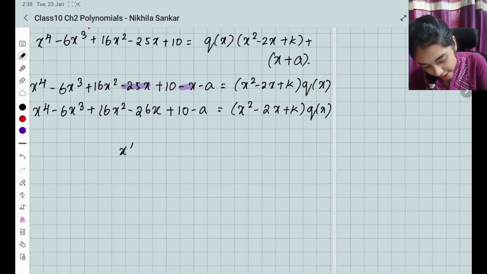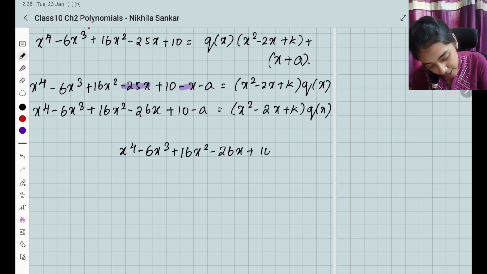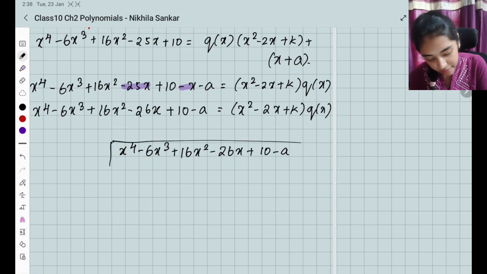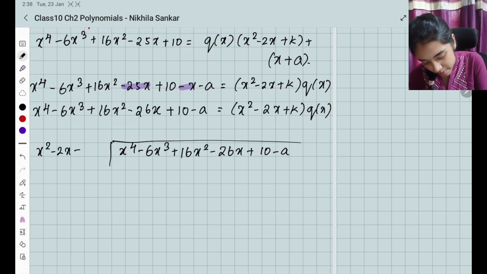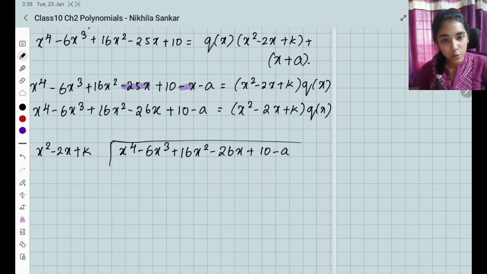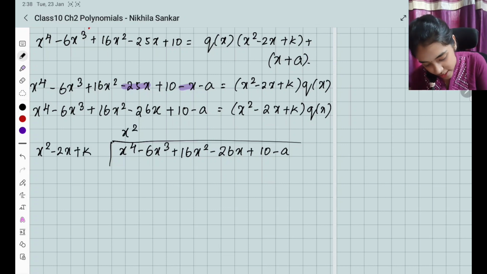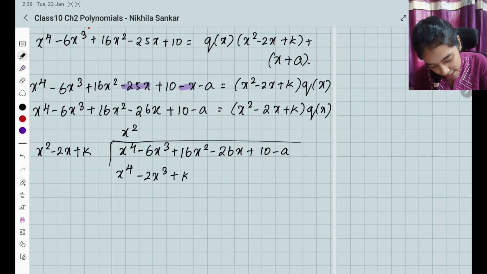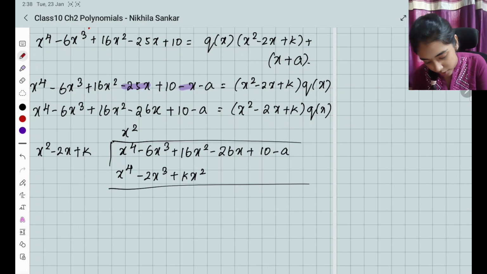Now we are going to divide. So we have x power 4 minus 6x cube plus 16x square minus 26x plus 10 minus a. The plus 10 minus a is going to be the constant, divided by x square minus 2x plus k. We have to find the value of k and a. So now, first multiplying by x square, I have x power 4 minus 2x cube plus kx square. When you see the k, don't panic.